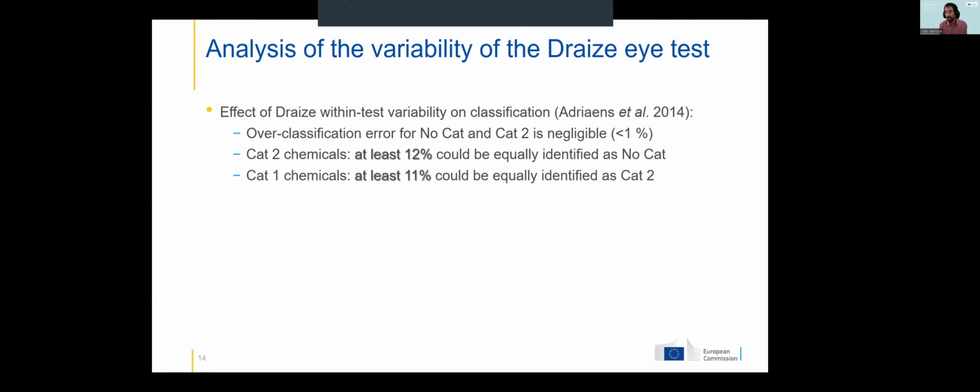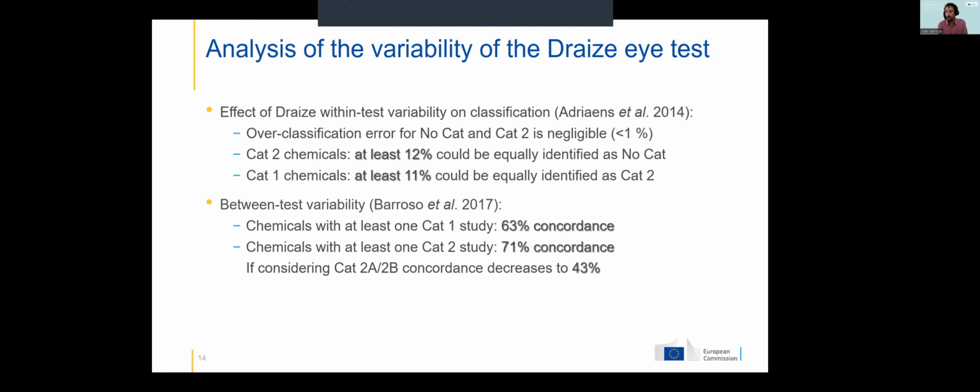And the same for category 1 chemicals, where at least 11% could be equally identified as Cat 2 in a repeat test. And this obviously is only counting within test variability. Here we were not even addressing between test variability.